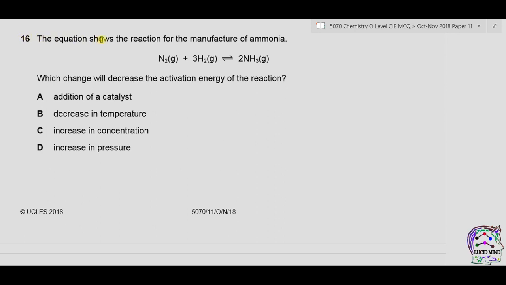Question 16. The equation shows the reaction for the manufacture of ammonia. We have nitrogen gas that reacts with hydrogen gas to form ammonia gas. Which change will decrease the activation energy for the reaction? Now you must remember that activation energy is always decreased by the use of a catalyst. It is not decreased by anything else. So addition of catalyst is the correct option. Answer is A.